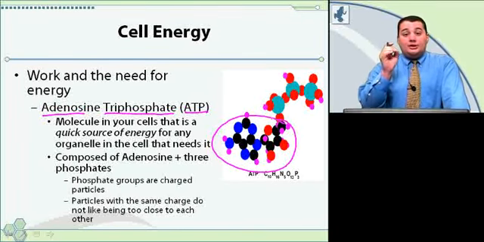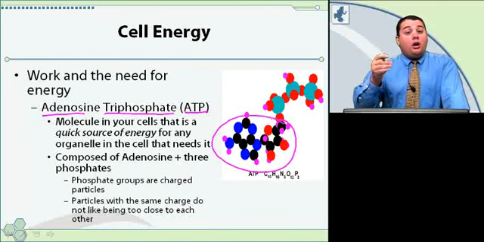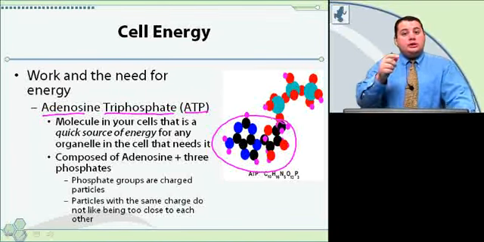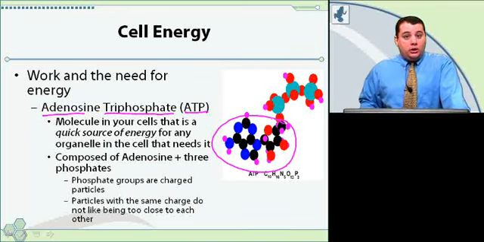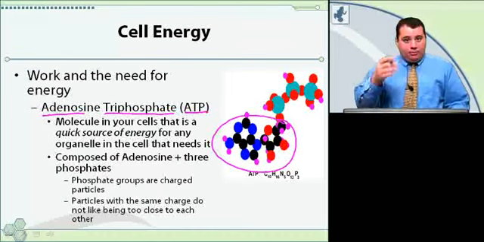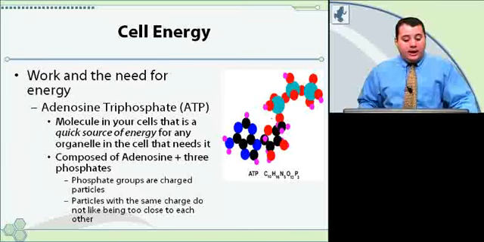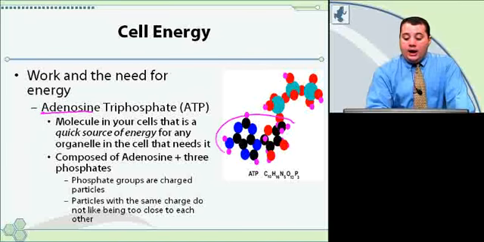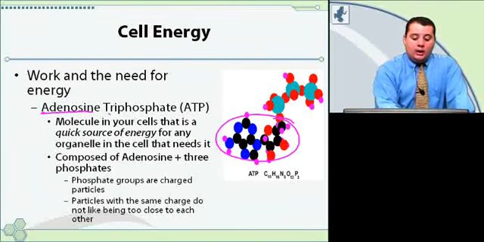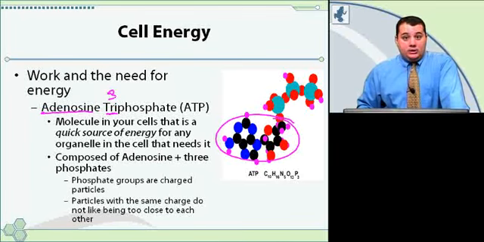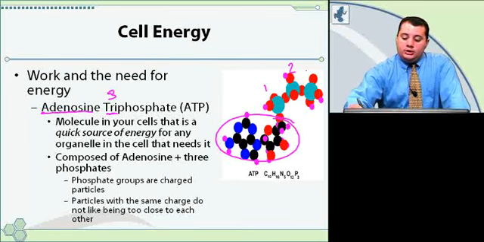All words in science, usually the names, are compound words. They can be broken down to tell us exactly what a molecule is made out of. For example, adenosine triphosphate means that you have the adenosine molecule, as well as tri, which means 3, phosphate molecules. 1, 2, 3.